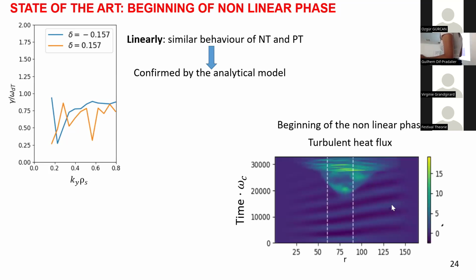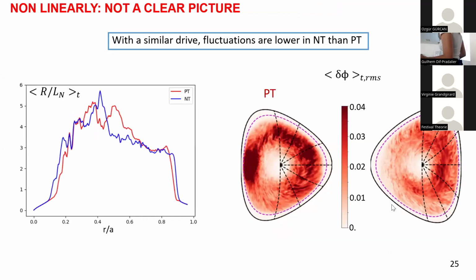The state of the art for the nonlinear phase: we get up to the nonlinear phase, and here you see an example of turbulent flux in this simulation, as a function of time and the small radius of the tokamak. You see here the linear phase where GAMs are dominant, and then here the nonlinear phase starts. So we are at the beginning of the nonlinear phase, but still, we do some nonlinear considerations.